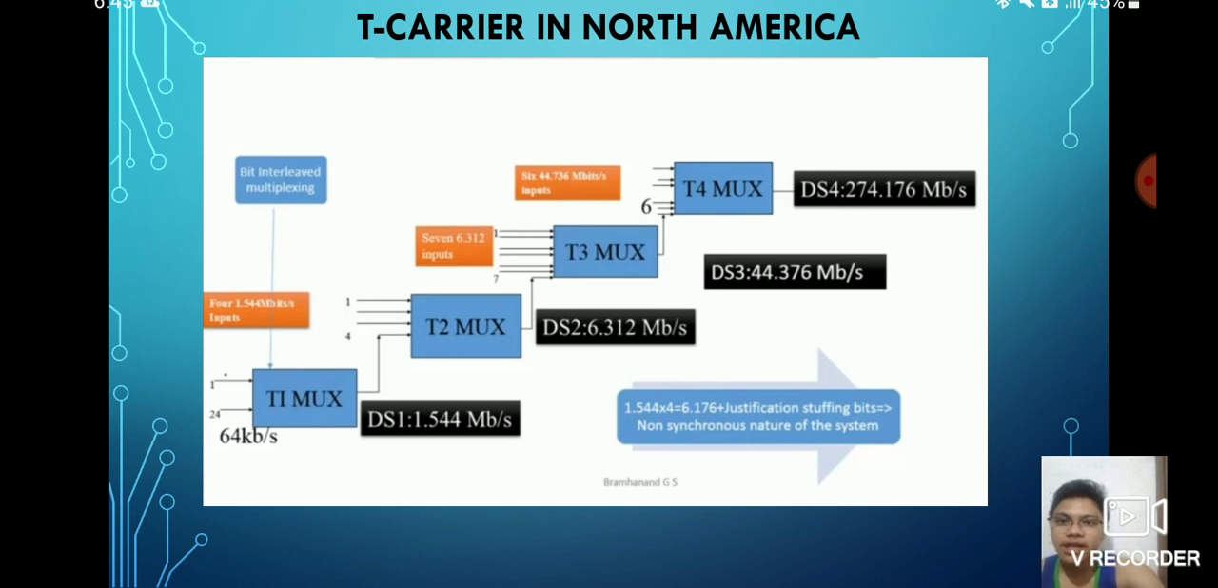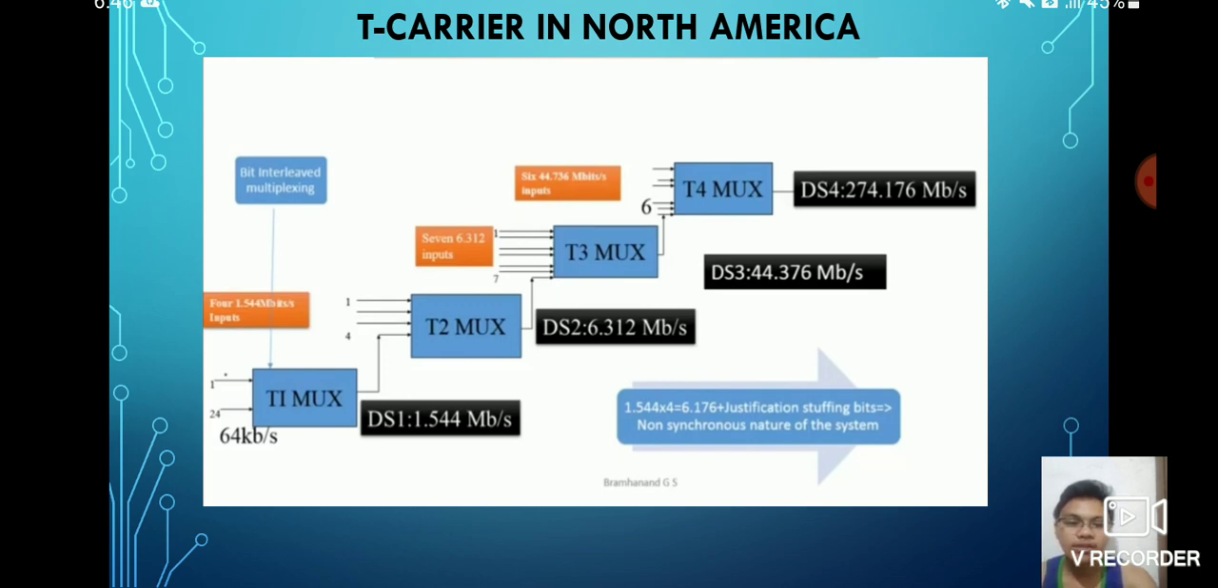What are justification stuffing bits? These two devices work on different clocks with some variations, maybe variations of parts per million, even with that variation over distance and over time. When the data reach the input, the rate varies, so they come at different intervals of time. But when the mux expects some data, there may not be data. So it inserts some justification bits to compensate for the speed, and it ensures the output is fixed.